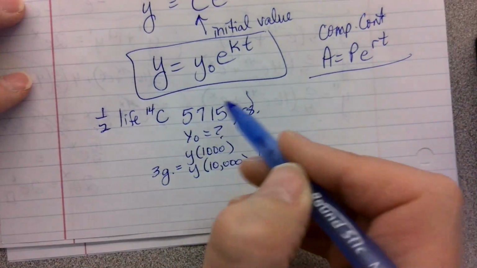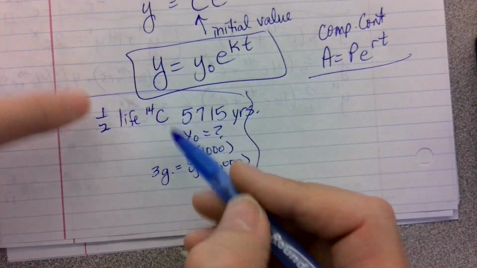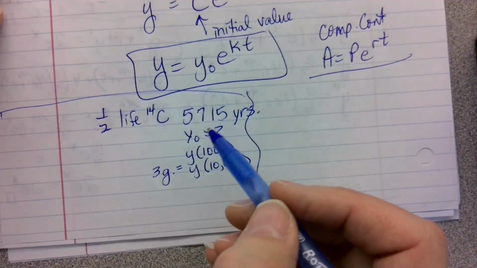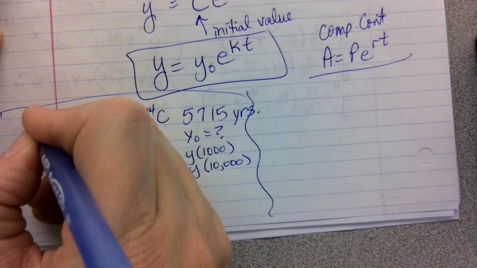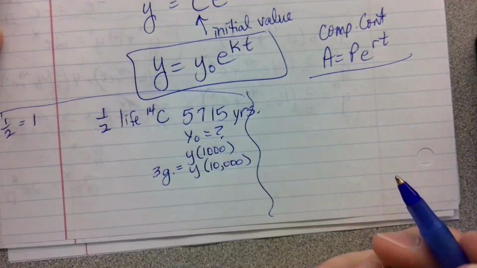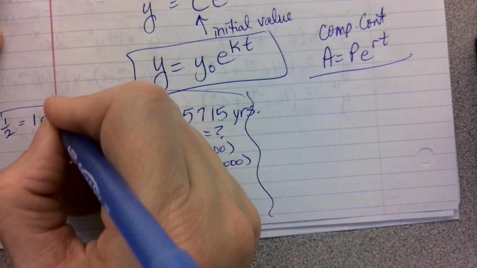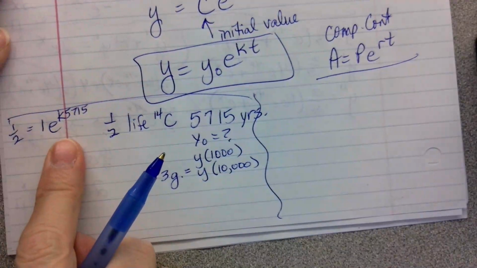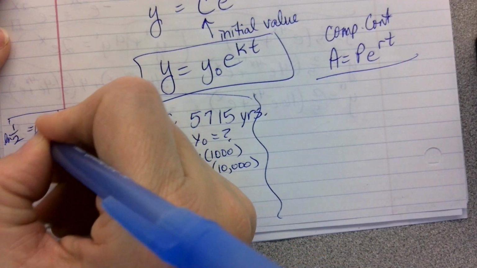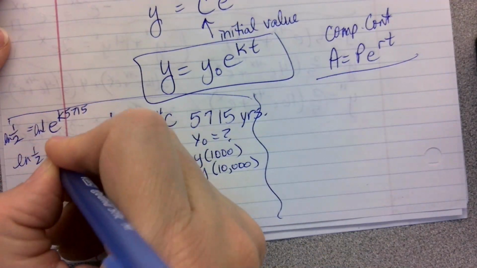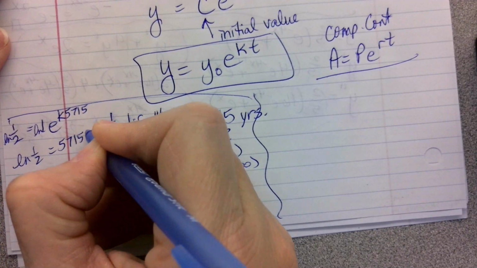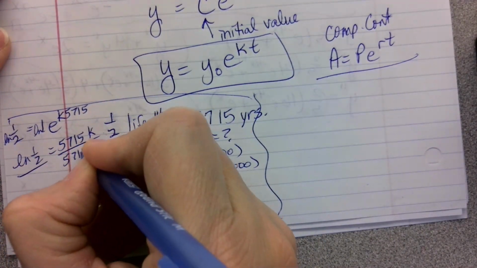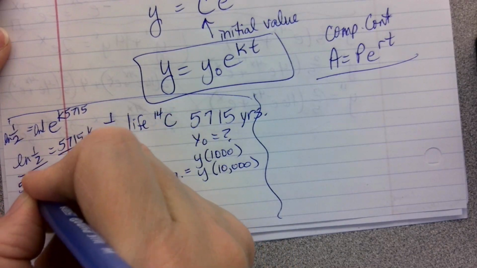Well, what do we do to find the K if we're given a half-life? We said if we started out with 1, we end with a half, right? E to the K times 5,715 years, right? Take the ln of both sides. The exponent becomes a coefficient. 5715K. So the K is just ln of 1/2 over 5715.